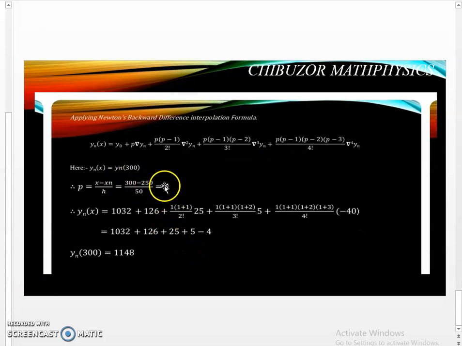So if you do this, our value for p is 1. Plug it into this formula so that we are able to get our value, and our value for y at 300 is simply 1148. And this is how we deal with Newton forward and backward interpolation.